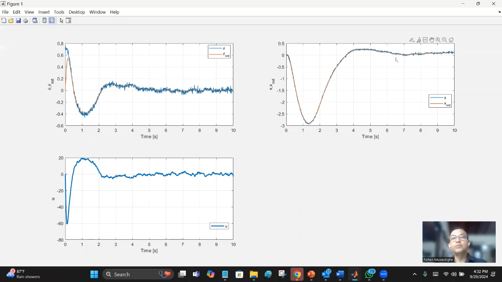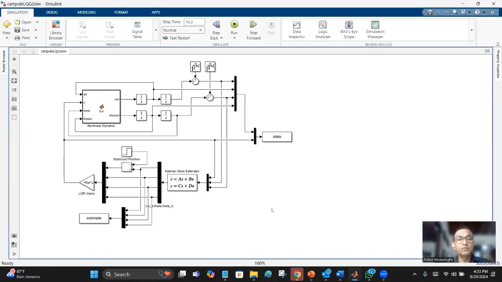And this is the cart position. We want to set it to some value. It goes like that and then comes back and settles there. So this is really good performance, I would say. And you can see it over here, the initial angle is big, and still we managed to do a really good job.